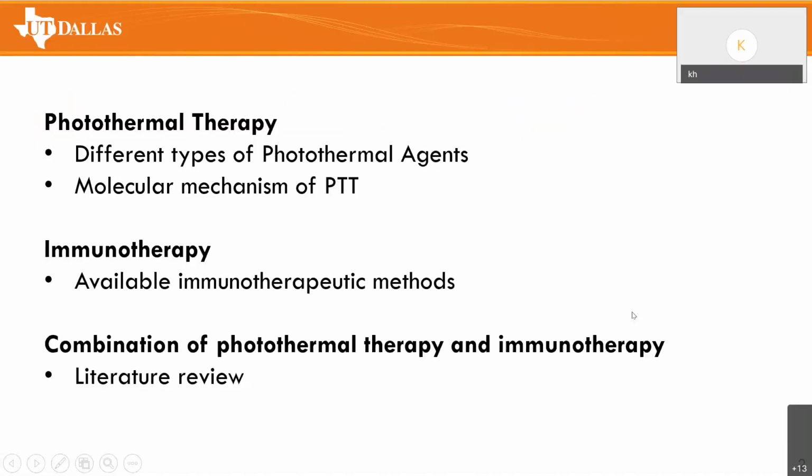Here is an overview of my presentation. First, I will introduce photothermal therapy and different types of photothermal agent. Then I will explain the molecular mechanism of PTT in depth, and then we will see what immunotherapy is and its available immunotherapeutic methods. And then I will show you how the combination of these two strategies together has a significant effect in cancer treatment, more specifically in metastasis inhibition.